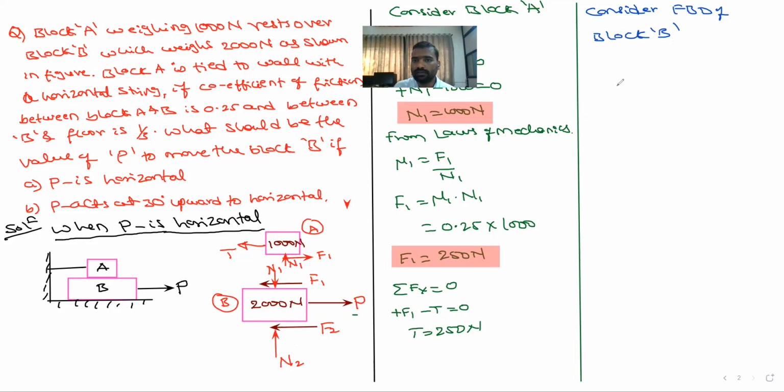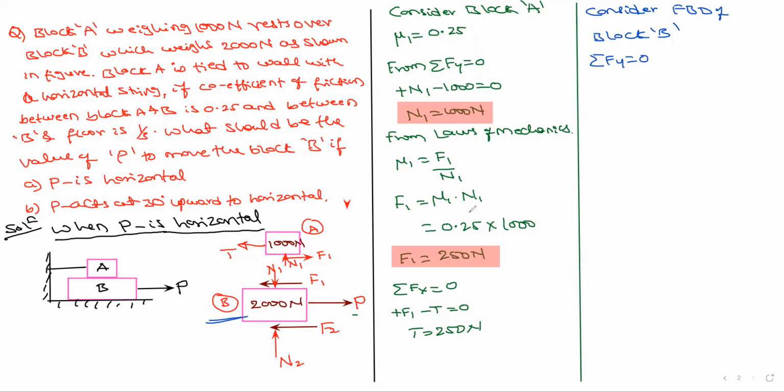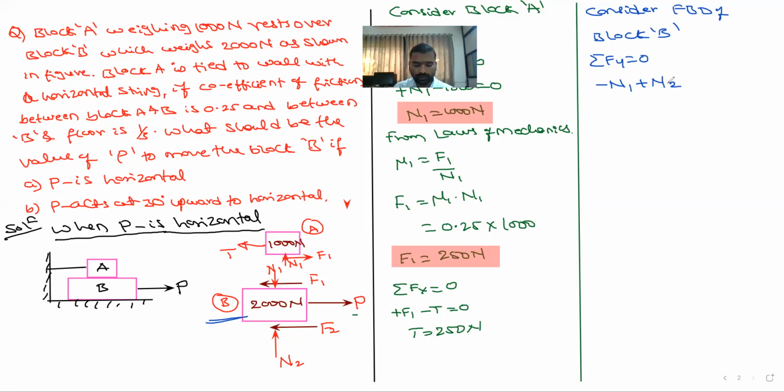First, you have to apply sigma Fy is equal to 0 for block B. What are the forces acting in the vertical direction? N1 is acting downward, so minus N1. Next, N2 is acting upward, so plus N2. Weight is acting downward, so minus 2000 Newton, which is equal to 0.